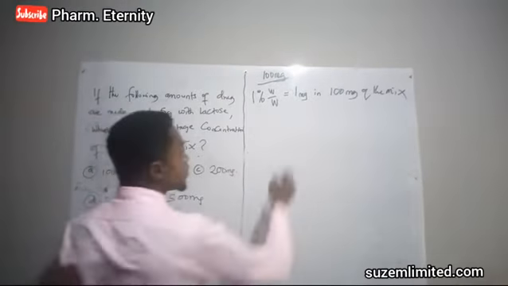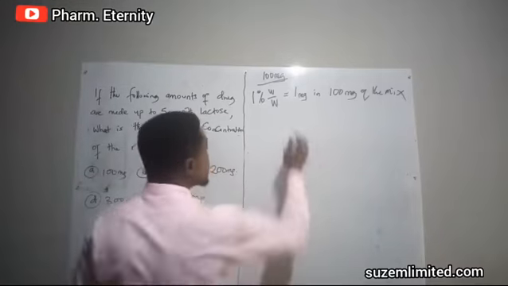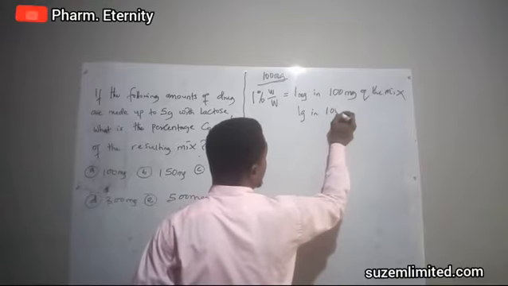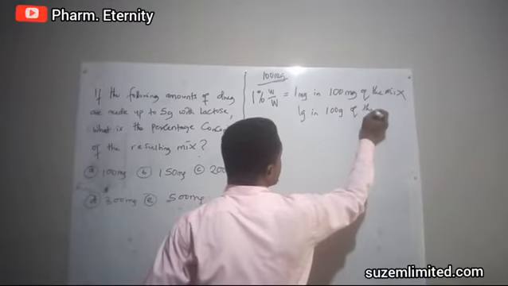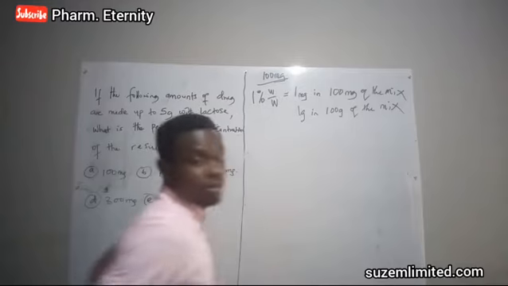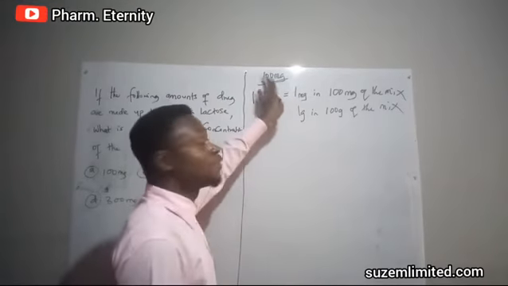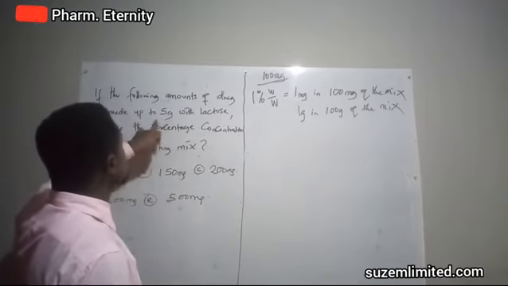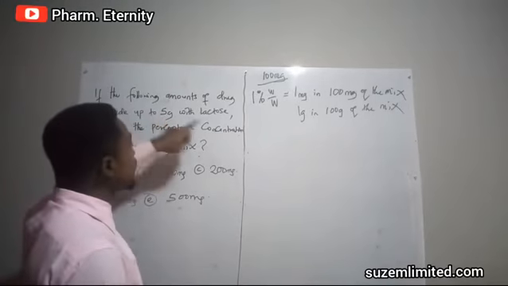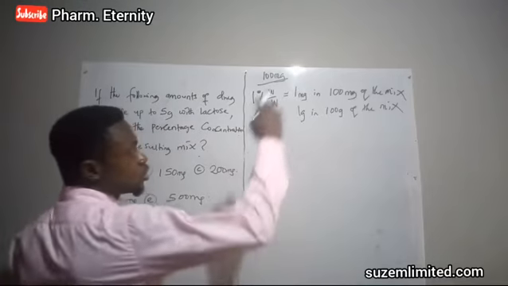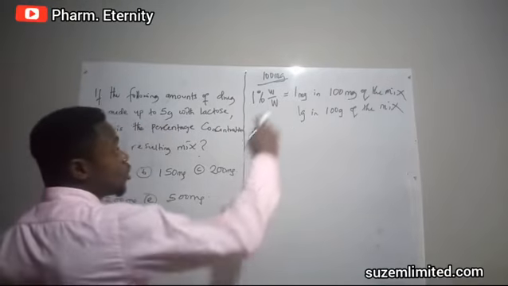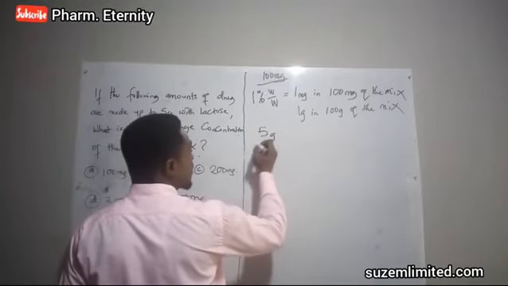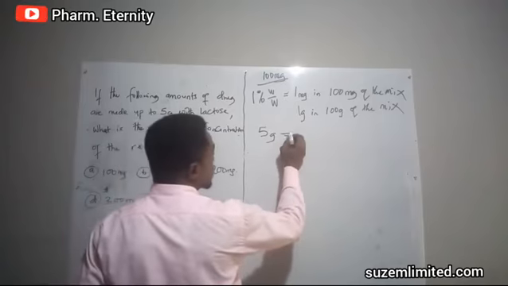1% weight per weight can also represent 1 gram of the drug in 100 gram of the mix. But let's work with milligram. Let's convert everything to milligram. The entire mix here is 5 grams, so we need to convert 5 grams to milligram.